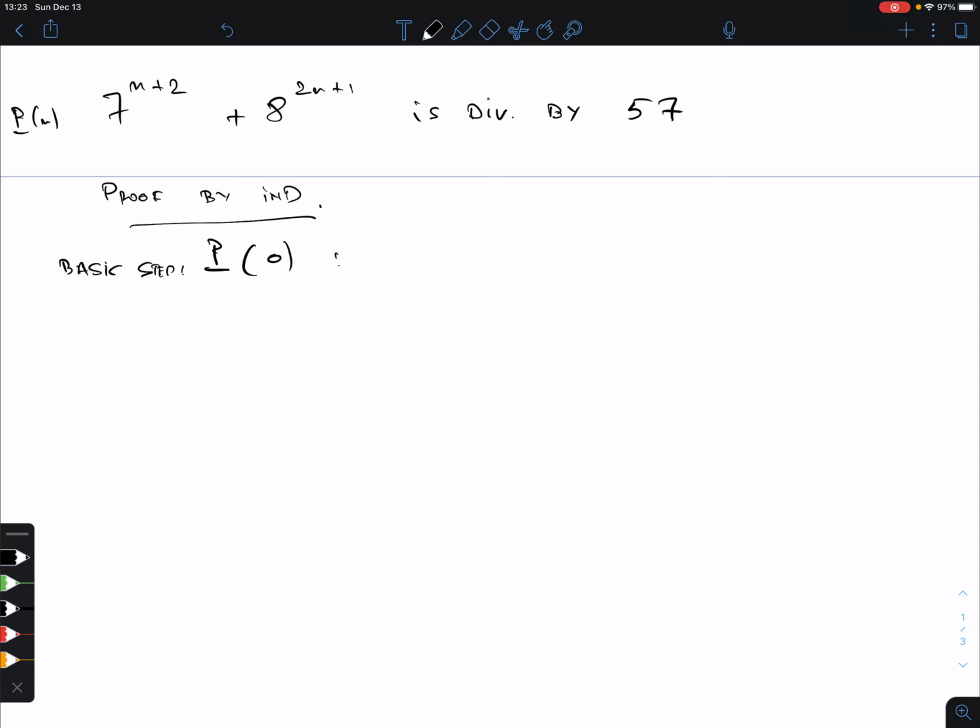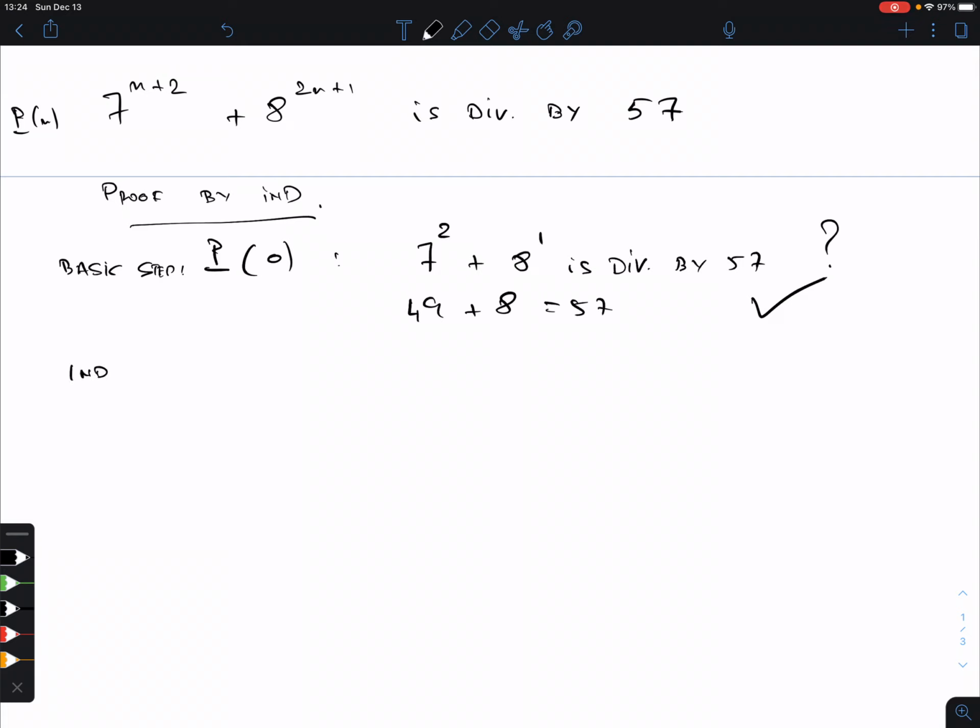P0, what does that say? That is 7 to the power 0 plus 2 plus 8 to the power 0 plus 1 is divisible by 57. That's the statement. Question, is that true? Well, that is 49 plus 8. Well, that is 57. So yes, of course, that is divisible by 57. So yes, P0 is true. You see that P0 here is not immediately obvious. We do have to do some little calculation here.